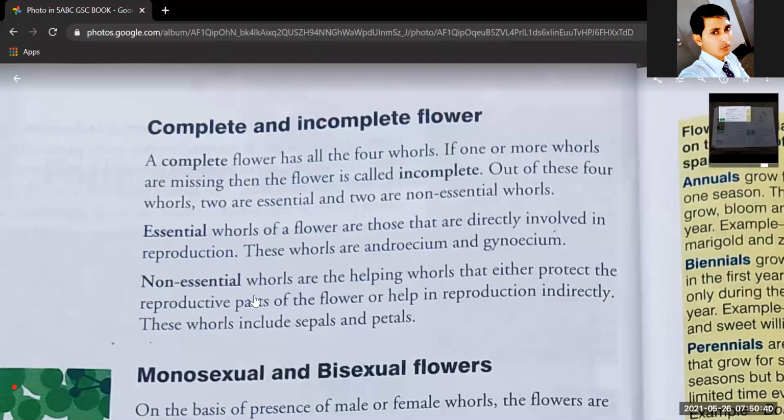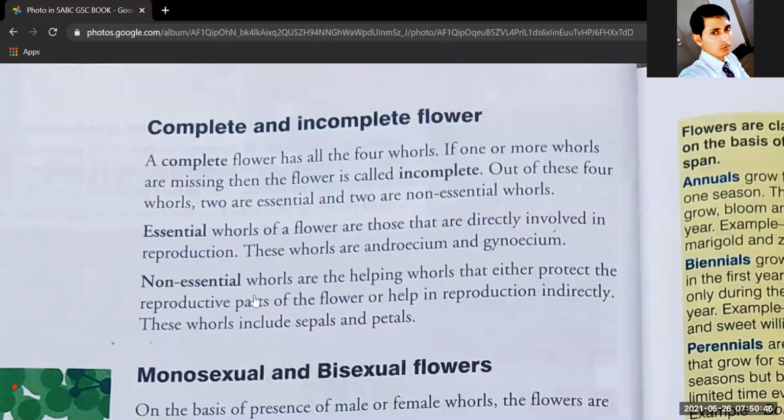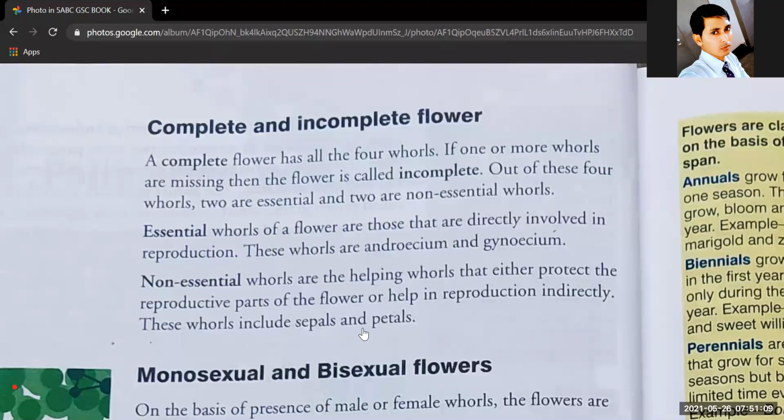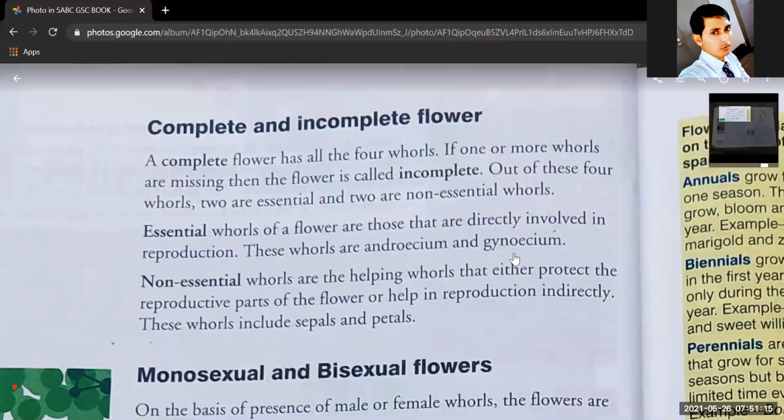Non-essential whorls, what are those two left? The calyx and the corolla are left. So these are non-essential. Non-essential whorls are the helping whorls that either protect the reproductive parts of the flower or help in reproduction indirectly. These whorls include sepals and petals. Here it is written sepals and petals, not calyx and corolla. So important whorls are Androsium and Gynecium, and non-essential whorls are sepals and petals.